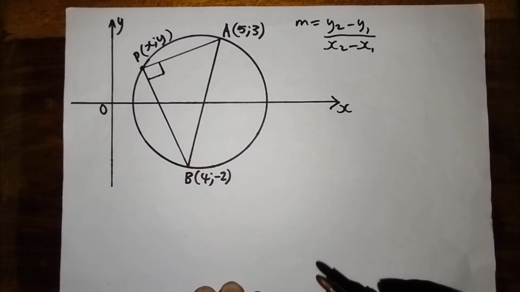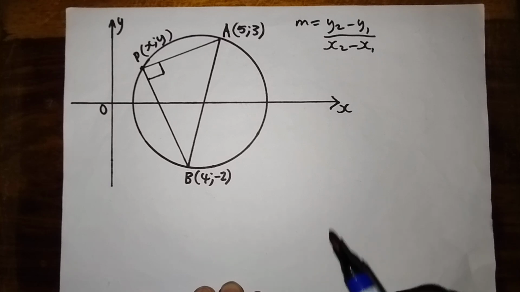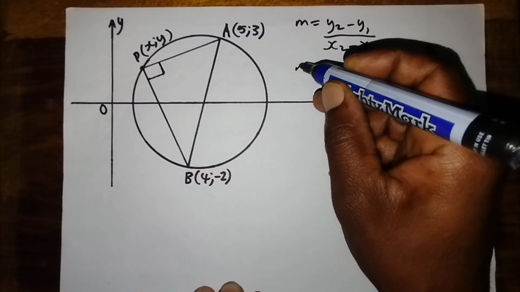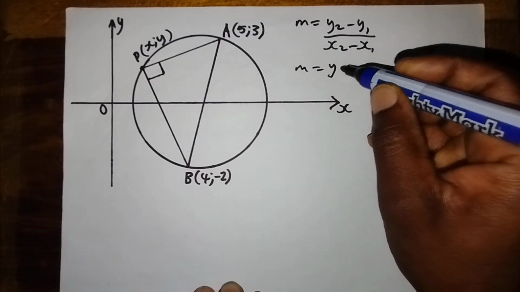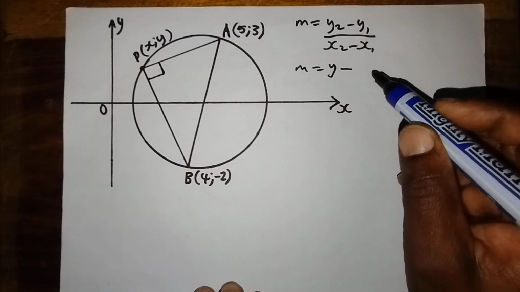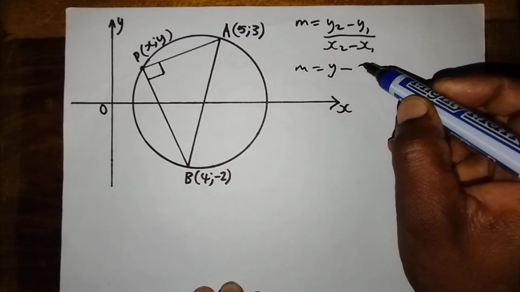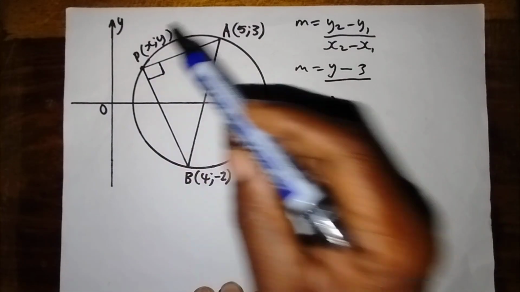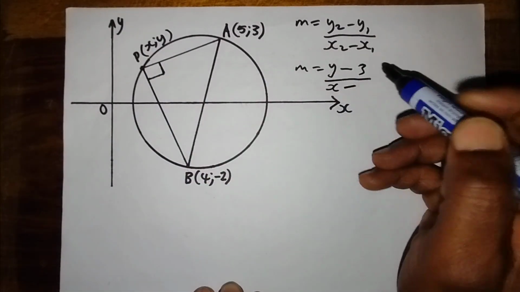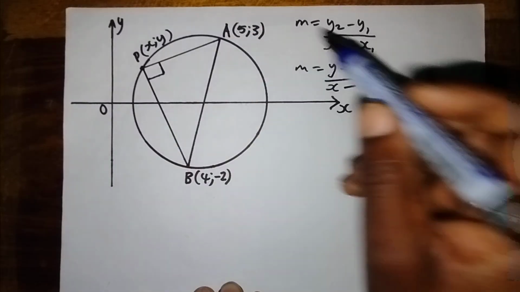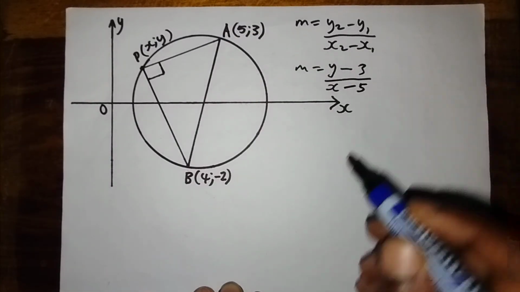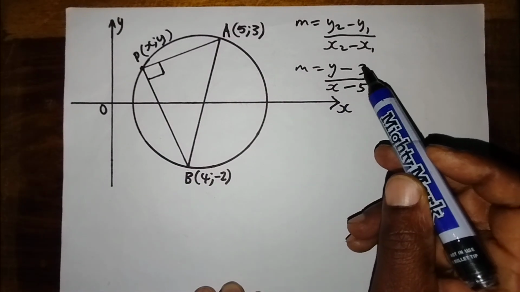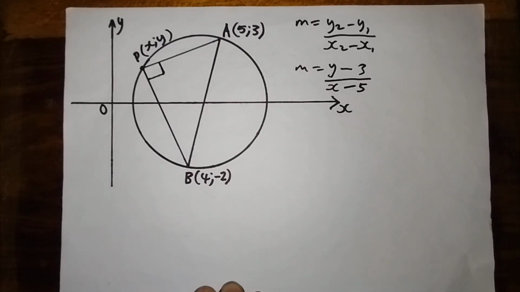So I'm going to take my y2 as this general y here, and my y1 will be 3. So it's y minus 3 over my x2 again. I'm going to take this x coordinate of P, that will be my x2, and my x1 will be this 5 here. So I mean to say the gradient of AP is equal to (y minus 3) over (x minus 5).